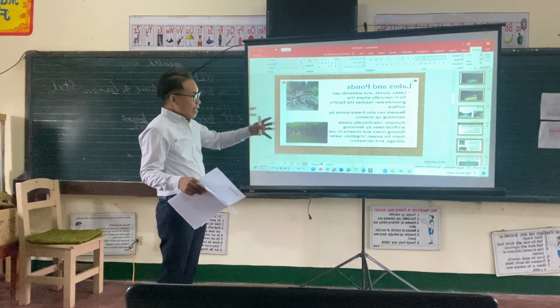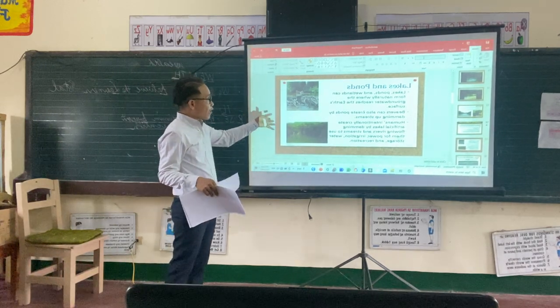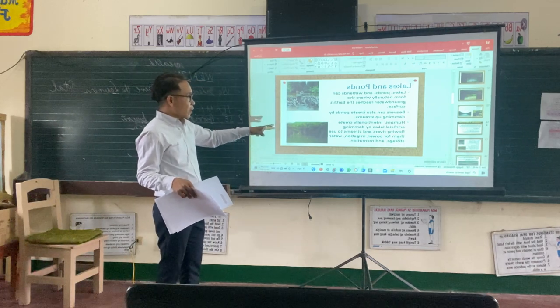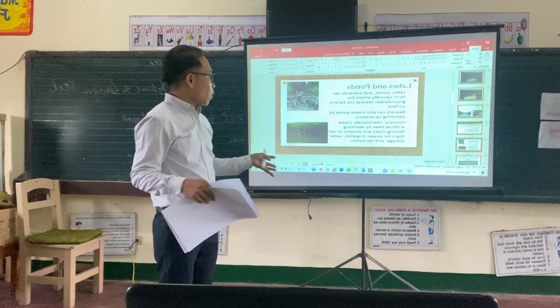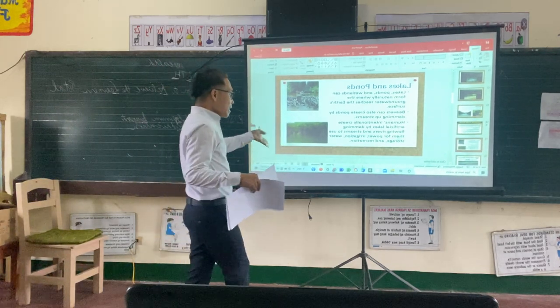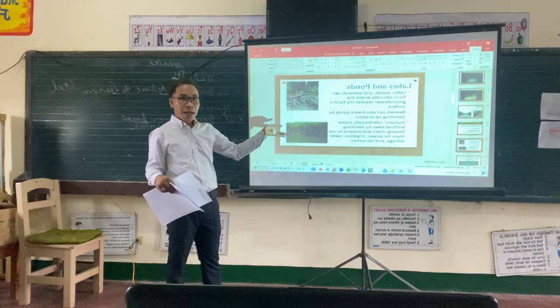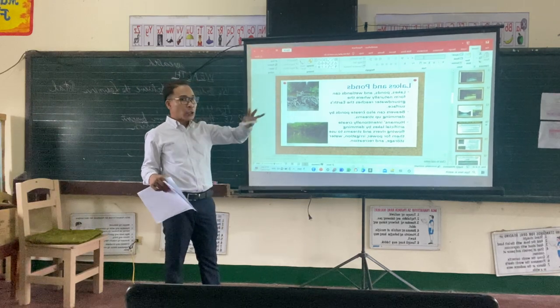So, as Mary Grace read, class, lakes, ponds, and wetlands can form naturally where groundwater reaches the earth's surface. Okay, for lakes, class, an example is a lake. Beavers can also create ponds by damming up streams. This is just a beaver pond. So, later, I will show you the picture of a beaver.